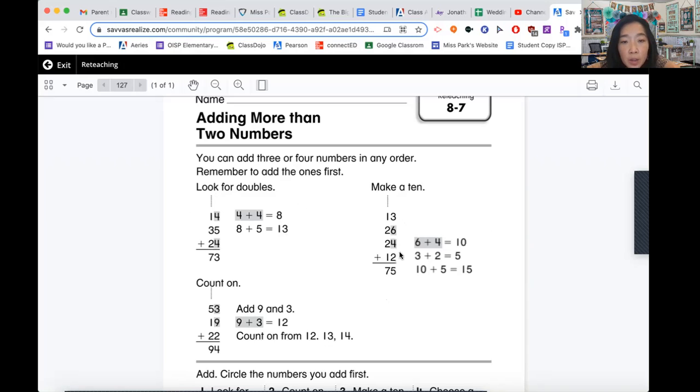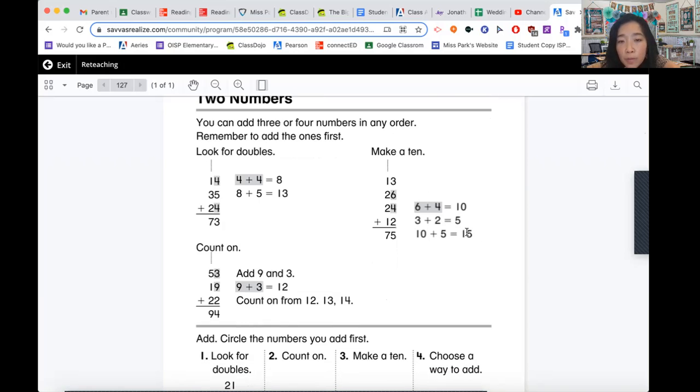Okay, here's another one. 13 plus 26 plus 24 plus 12. First, the rule here that we do is we make a 10. 6 plus 4 equals 10. Then you can add up 3 plus 2, which gives you 5, which gives you the total of 15. We regroup 15. The 1 goes in the tens place. And then 1 plus 1 plus 2 plus 2 plus 1 would give you 7.